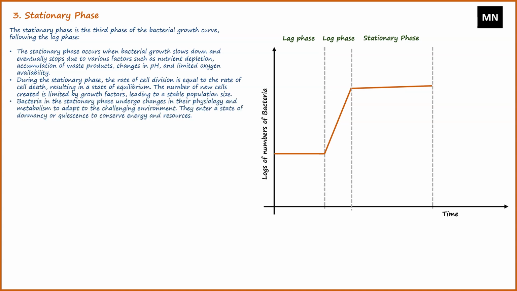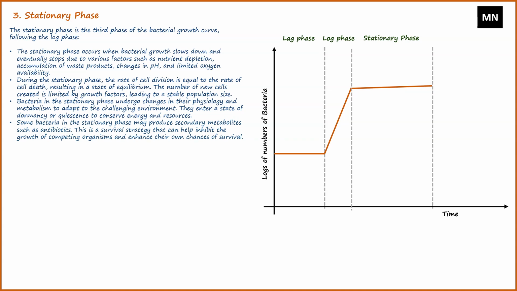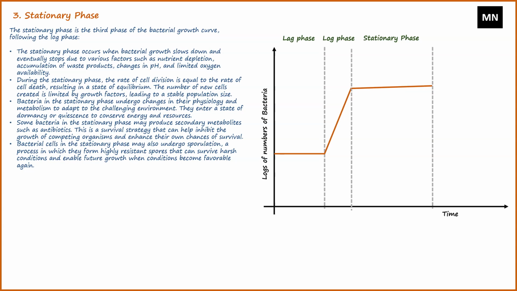Bacteria in the stationary phase undergo changes in their physiology and metabolism to adapt to the challenging environment. They enter a state of dormancy or quiescence to conserve energy and resources. Some bacteria in the stationary phase may produce secondary metabolites such as antibiotics. This is a survival strategy that can help inhibit the growth of competing organisms and enhance their own chances of survival. Bacterial cells in the stationary phase may also undergo sporulation, a process in which they form highly resistant spores that can survive harsh conditions and enable future growth when conditions become favorable again.